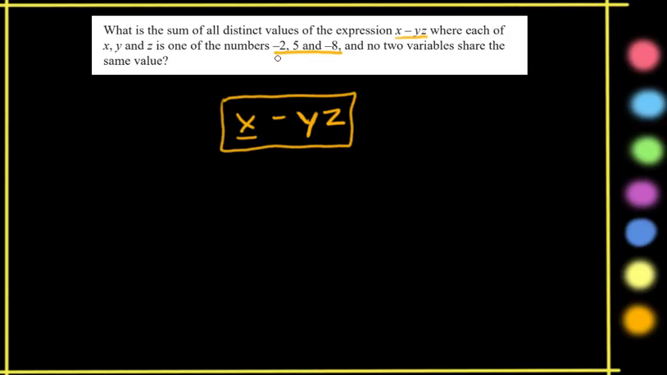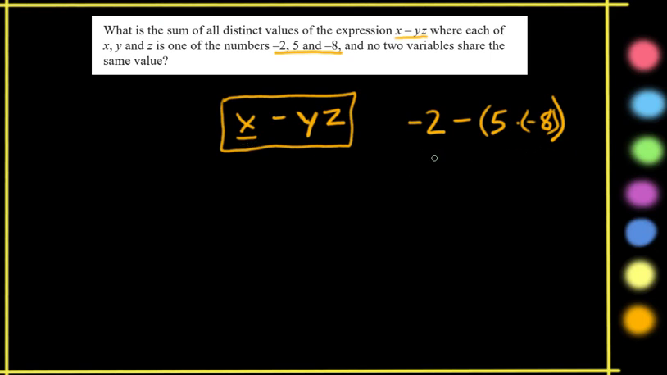If you pick, for example, negative 2 to be x, let's just write that one out. You get negative 2 for x, minus yz, which is going to be 5 times negative 8, right? So it doesn't matter whether you pick 5 to be y or negative 8 to be y, this product is going to be the same, and it's going to give us the same value. So we can just think about the 3 possibilities for what we choose for x.